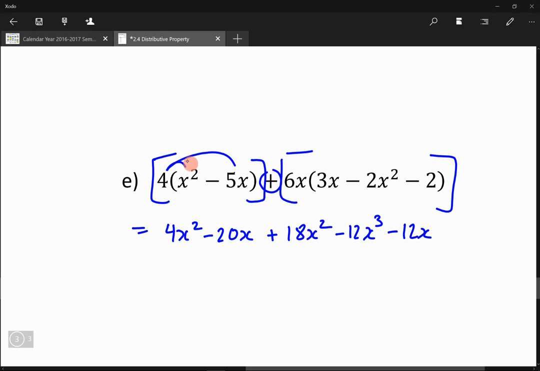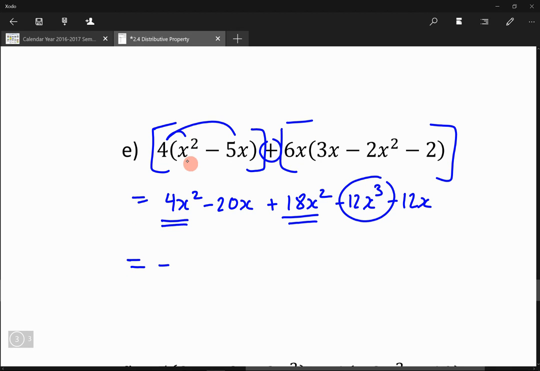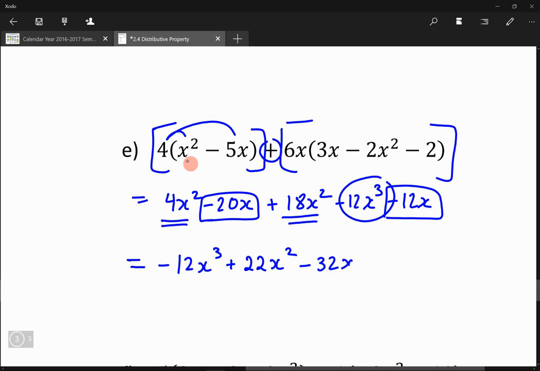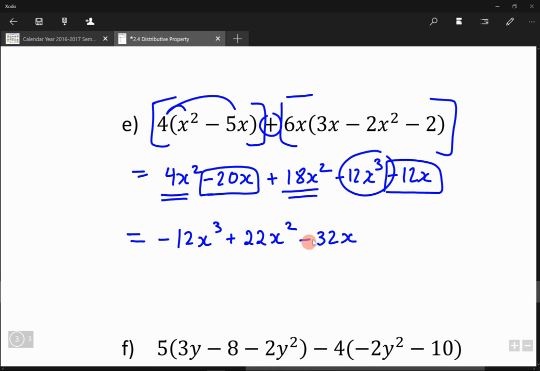Okay, now you look for like terms that we can collect. 4x squared and 18x squared are like terms. I'm going to put the one with the highest degree in the first position here. So I'm going to have minus 12x cubed. 4x squared plus 18x squared, add their coefficients. So 18 plus 4 is 22x squared. And don't forget minus 20x and minus 12x are also like terms, which will give me minus 32x. Don't forget, you're not going to be adding exponents here when you're adding and subtracting. You're just going to keep the same variable and exponent, but change the coefficients.